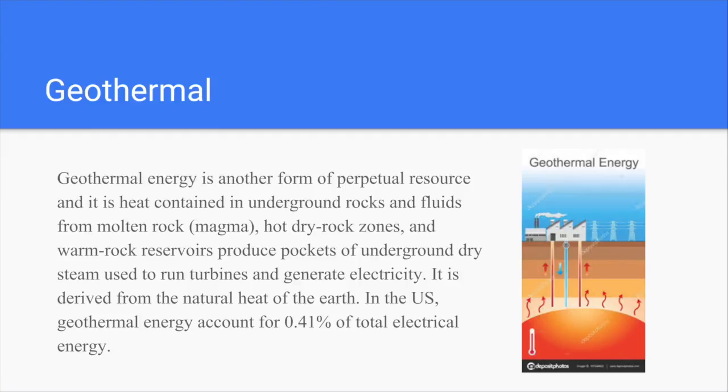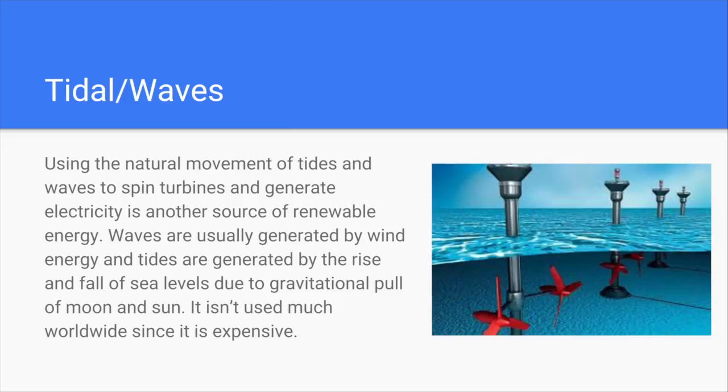The last source of perpetual energy, which is renewable energy, as I will explain here, is tides and waves. Using the natural movement of tides and waves to spin turbines and generate electricity is another source of renewable energy. Waves are usually generated by wind energy, and tides are generated by the rise and fall of sea levels due to the gravitational pull of the moon and sun.